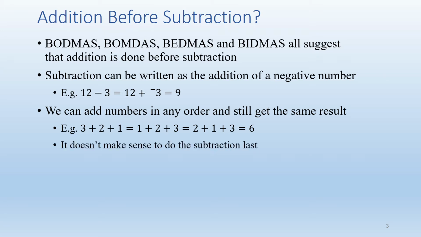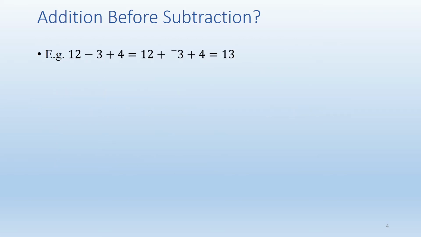So it doesn't really make sense to insist on doing the subtraction after you've done the addition, because subtraction is just another form of addition, really. And in fact, if we do the addition before the subtraction, it very often leads to a wrong answer. So we can write 12 subtract 3 plus 4 as 12 plus a negative 3 plus 4. And if we calculate that out, of course, we'll get 13.